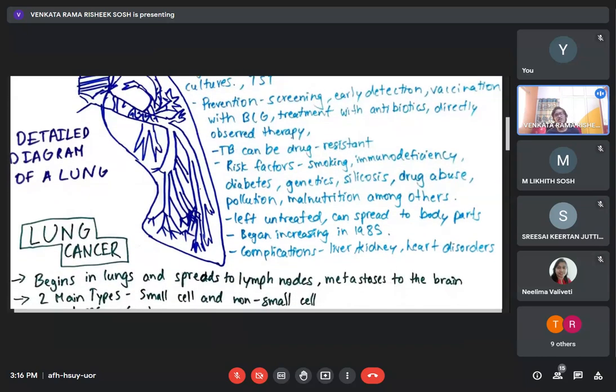Other risk factors are smoking, immunodeficiency, which can be caused by HIV virus, diabetes, genetic differences, silicosis, drug abuse such as alcoholism and smoking, and pollution and malnutrition, among many others. If left untreated, this can spread to different body parts, and this began increasing in 1985, but later the prevalence of this disease increased. Some complications if not treated are liver, kidney, and heart disorders.